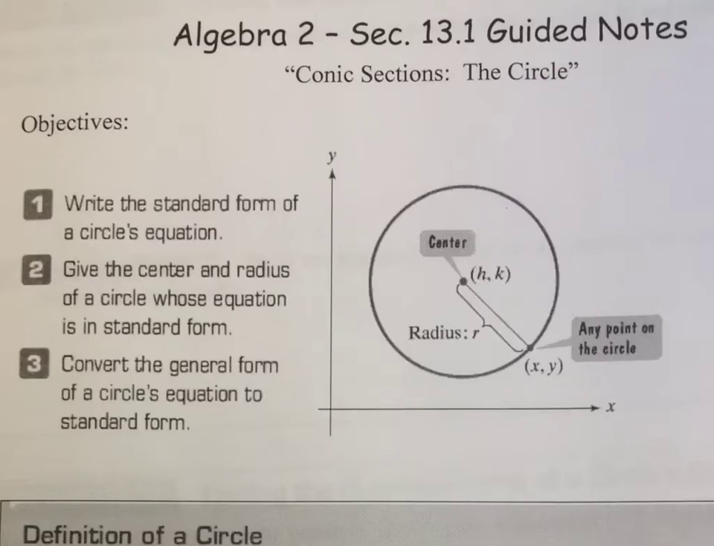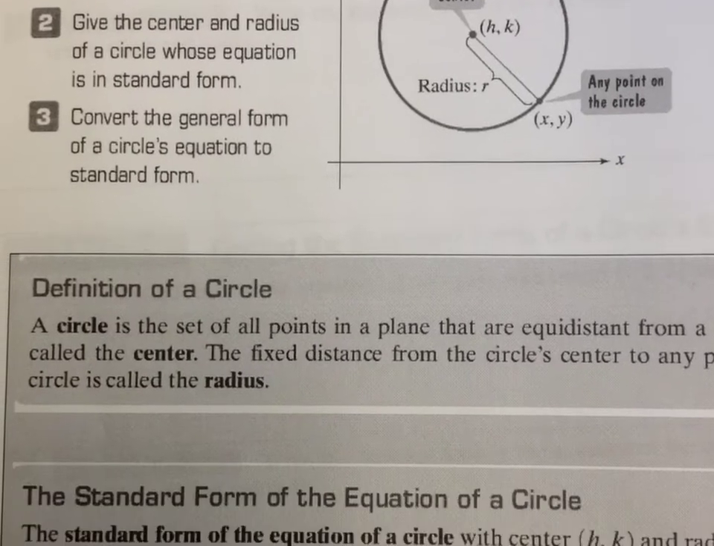So our objectives today for the circle are to write the standard form of a circle's equation, give the center and the radius of the circle whose equation is in standard form, and convert the general form of a circle equation to standard form. So let's look at the standard form of a circle.